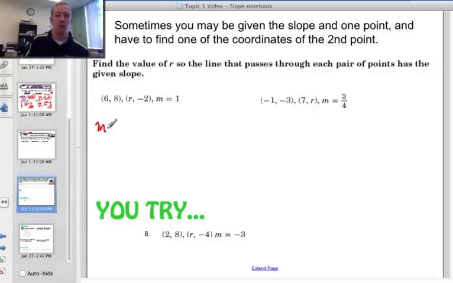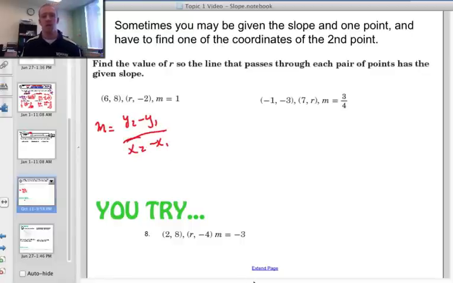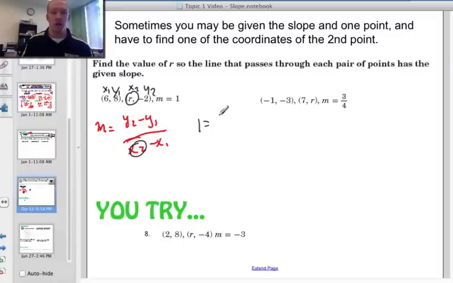You just set up your slope formula. Slope equals y2 minus y1 over x2 minus x1. This is a good general math thing to do. Anytime you're trying to solve for one variable, write the whole formula out and plug in all the numbers. So here's x1, y1, x2, y2, so we're really missing this one. So plug in all the other numbers. Slope is 1 equals -2 minus 8 over r minus 6. So simplify that top, and -2 minus 8 is -10.